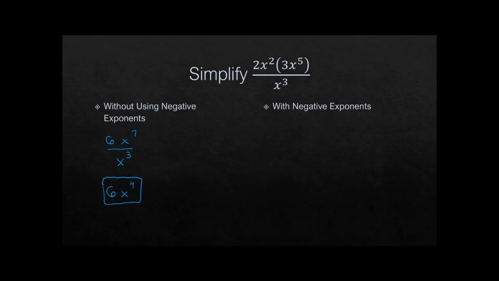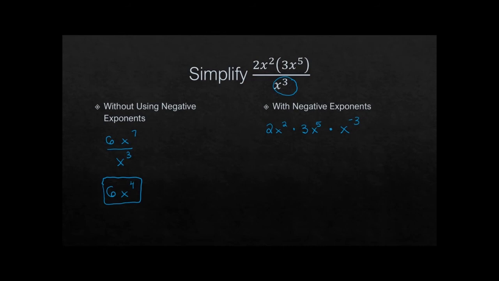Now on the right, we can do the same problem with negative exponents. And if we did this with negative exponents, what we would want to do is rewrite the one in the denominator as a negative so that they're all on the same side, or basically all on the top. So this would be 2x squared times 3x to the 5th, and then we would take that x cubed, which is in the denominator, and make it in the numerator by giving it a negative exponent.